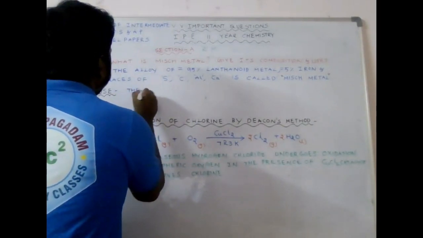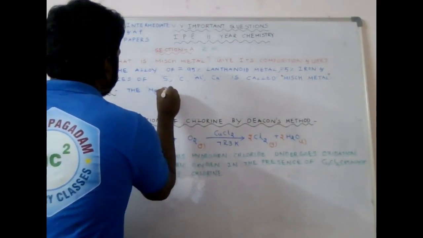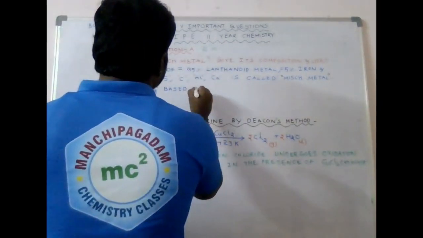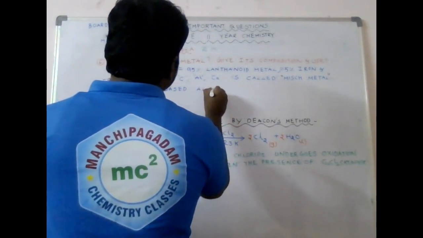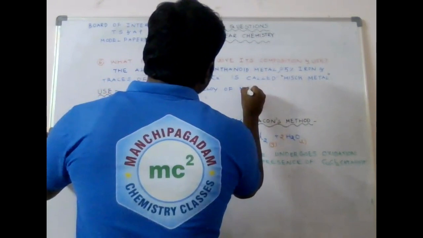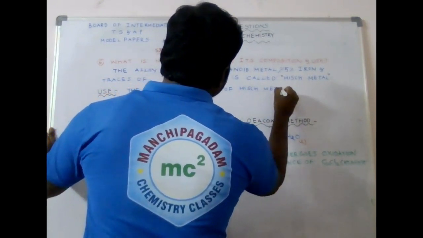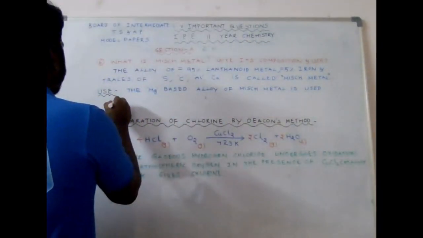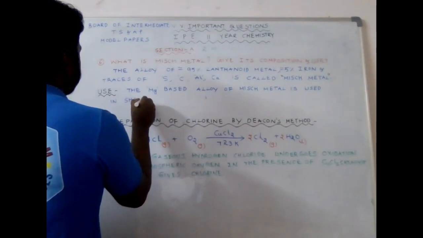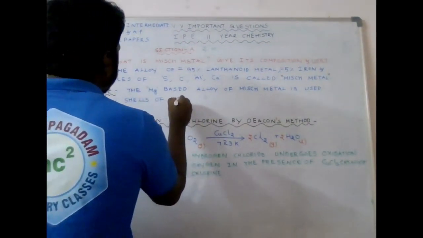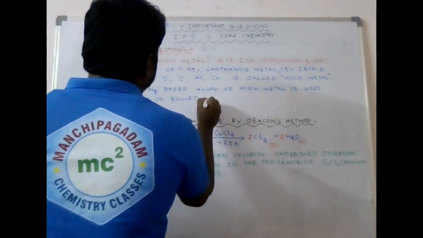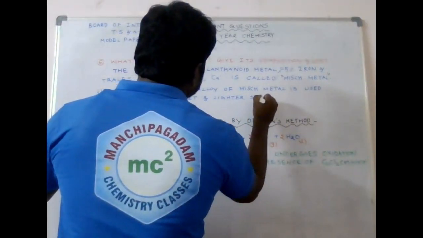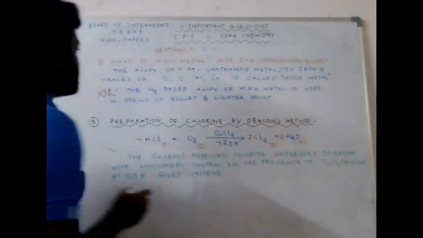the magnesium based alloy, which means another mixture of misch metal containing magnesium, the magnesium based alloy of misch metal is used in shells of bullet and lighter splint. That's it. That is the use.